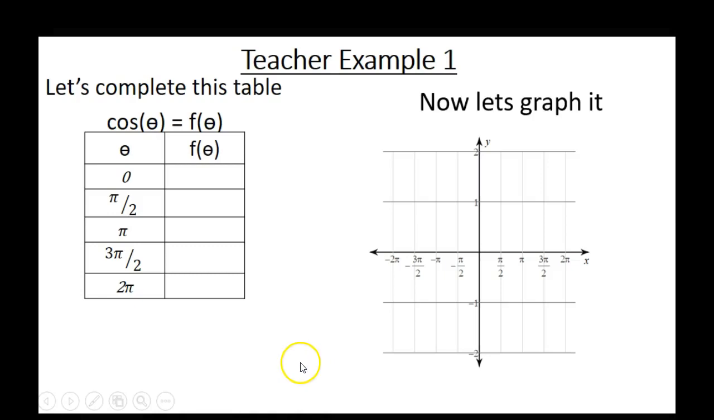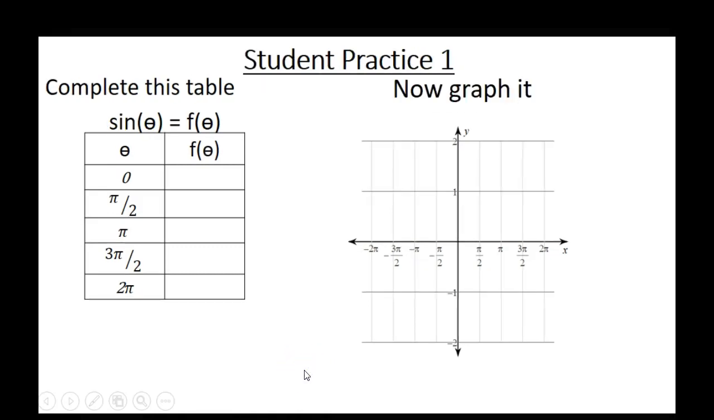All right, so I'm going to let you guys do one. I'm going to let you guys do sine. I printed it for you. All you have to do is fill in your numbers and then graph it. Now, sine is the what value? The y value, right? So use your unit circles if you need to, but you're finding the y values for those angles, and then you're going to plot the results and see what you get.